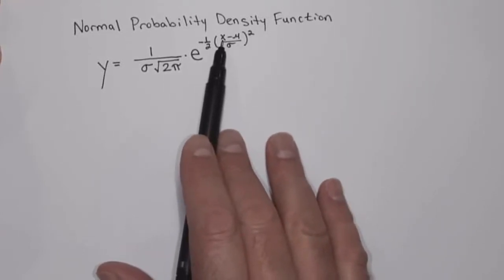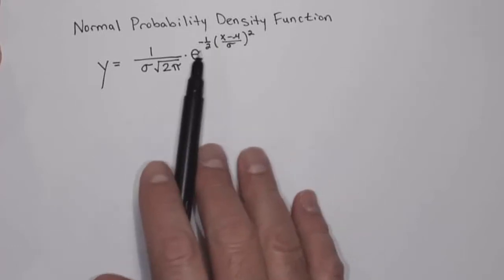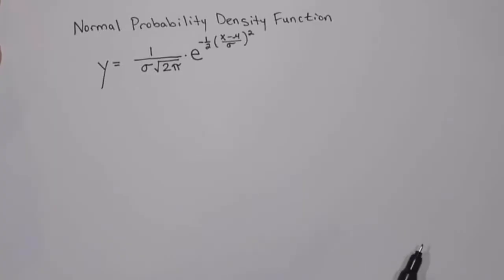Now, if you look at the x minus mu over sigma, that should look familiar to you. That is a z-score. Okay? So this is the equation of a normal probability curve.